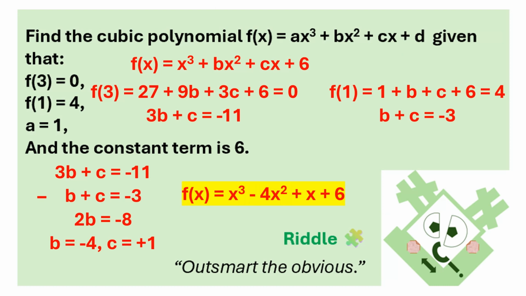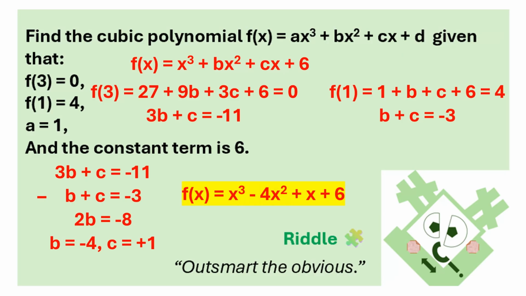Finally, for the riddle mask, it's a bit harder than the usual riddle question. Not too bad. You just have to substitute in everything at first. So f of 3 equals 0. You substitute 3 into all of those x's and then set it equal to 0.